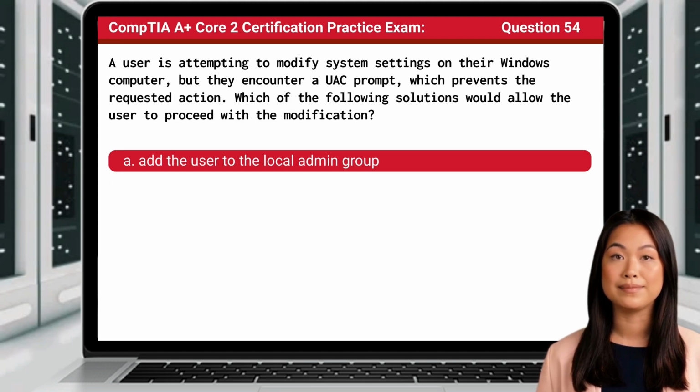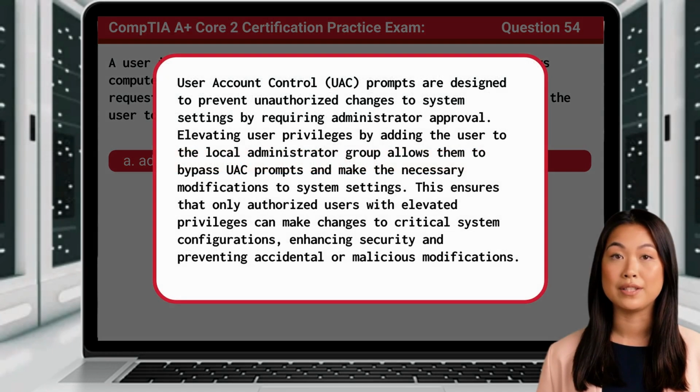The answer is A. Add the user to the local admin group. User account control, or UAC prompts, are designed to prevent unauthorized changes to system settings by requiring administrator approval. Elevating user privileges by adding the user to the local administrator group allows them to bypass UAC prompts and make the necessary modifications to system settings. This ensures that only authorized users with elevated privileges can make changes to critical system configurations, enhancing security and preventing accidental or malicious modifications.